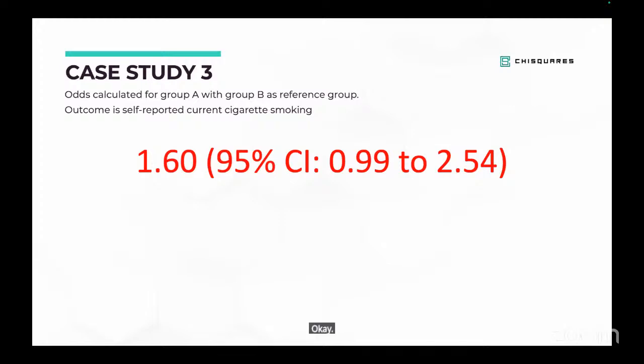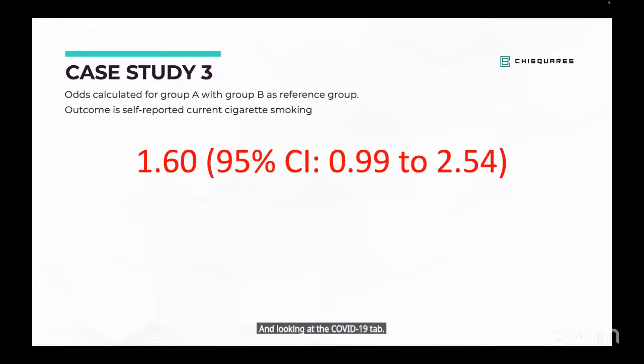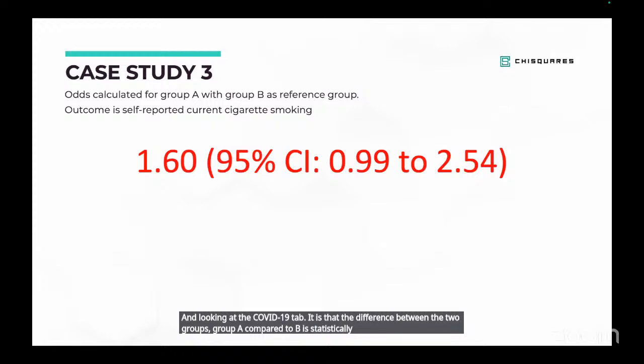Comparing group A with group B, I would say that group A has 1.60 times the odds of self-reported current cigarette smoking. And looking at the confidence interval, the difference between group A compared to B is statistically insignificant because it contains the null value of 1.